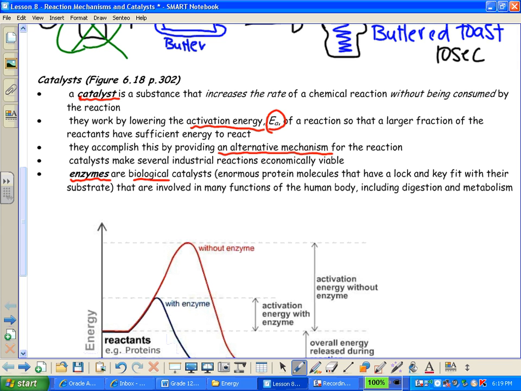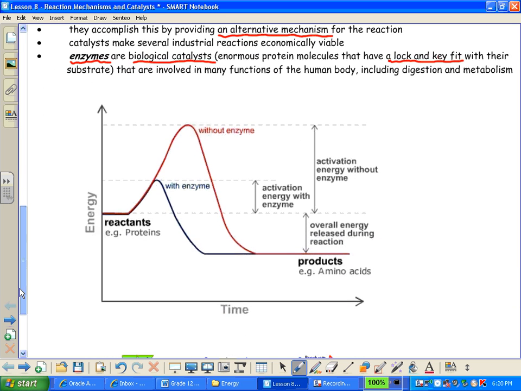Enzymes are biological catalysts. They are enormous protein molecules that have a lock and key fit. Those of you that may have taken biology already have probably learned about the lock and key method of an enzyme, which locks and keys with its substrate. They are involved in many functions of the human body, including digestion and metabolism. We're going to focus more on catalysts that speed up regular chemical reactions. We're not going to focus too much on enzymes, but do take note that there are biological catalysts present in our body.